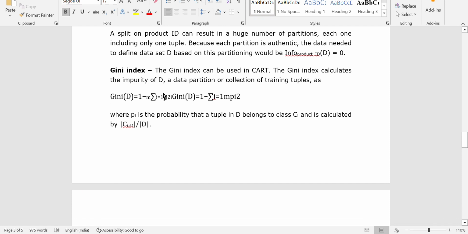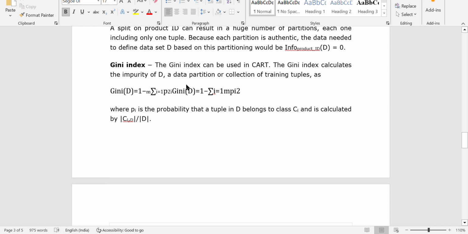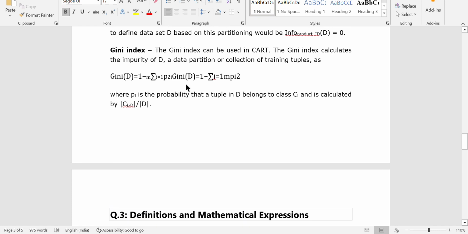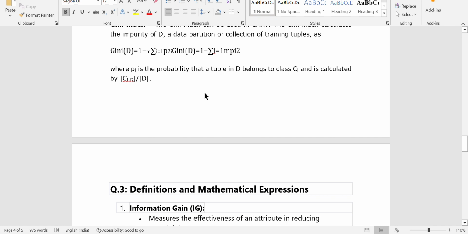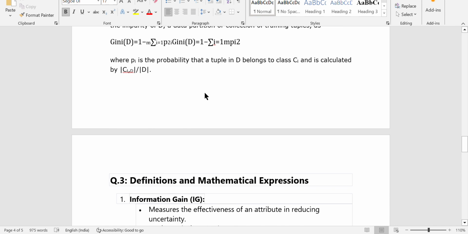The Gini index calculates the impurity of D, a data partition or collection of training tuples, as Gini(D) = 1 minus the summation of i equals 1 to m of p_i squared, where p_i is the probability that a tuple in D belongs to class C_i and is calculated by |C_i,D| divided by |D|.